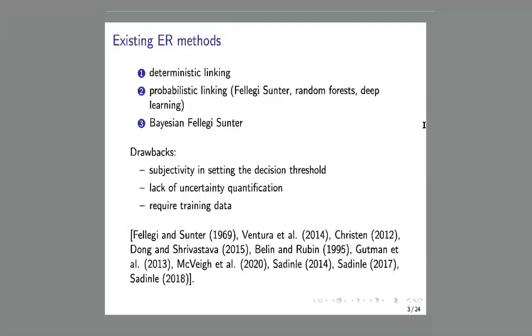Now, there are drawbacks to all of these methods. There's subjectivity in setting any type of decision threshold. A lot of these methods require training data. There's often a lack of uncertainty quantification from using these methods. And I've just mentioned some of the recent developments that have been worked on in these particular areas. This is certainly not exhaustive. As I mentioned, there's a review paper that's under revision with my PhD student, Olivier Binette, that you might want to look at in case you want to look at other methods in detail.